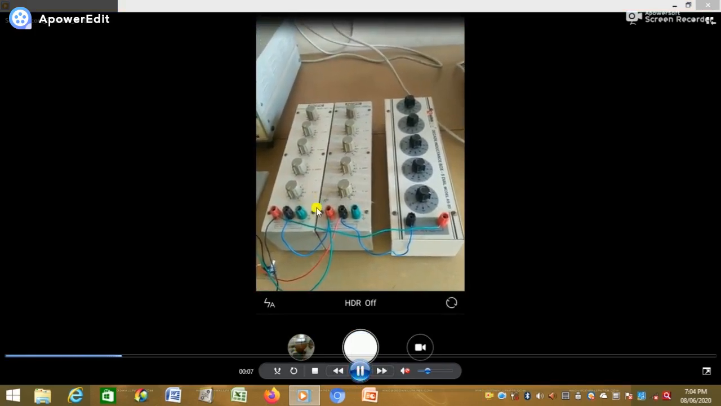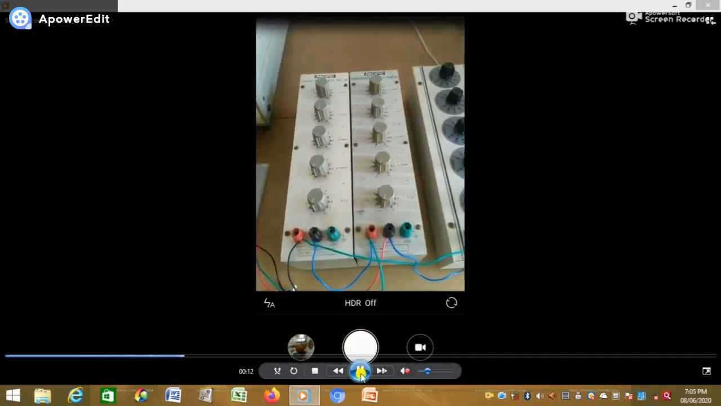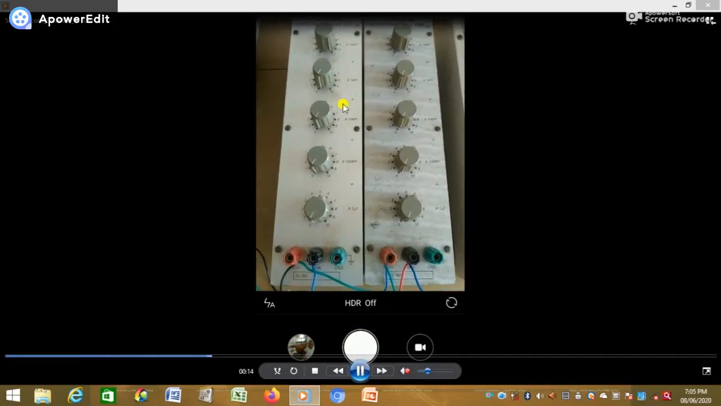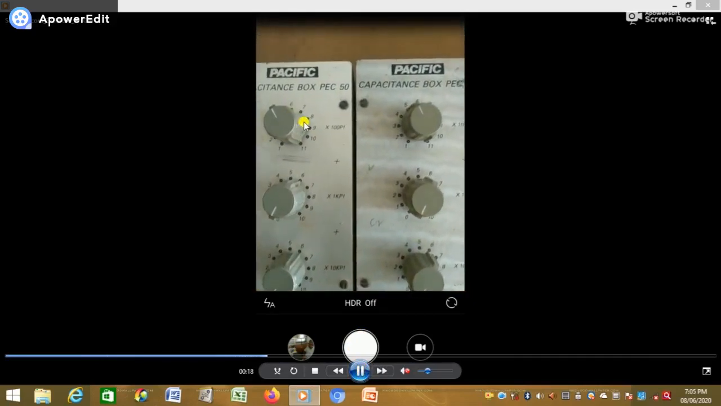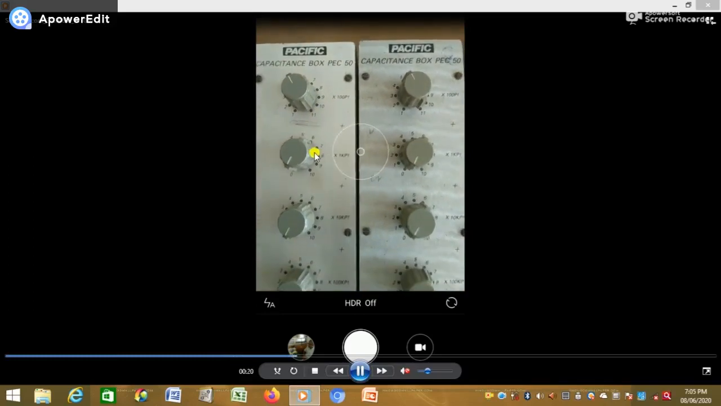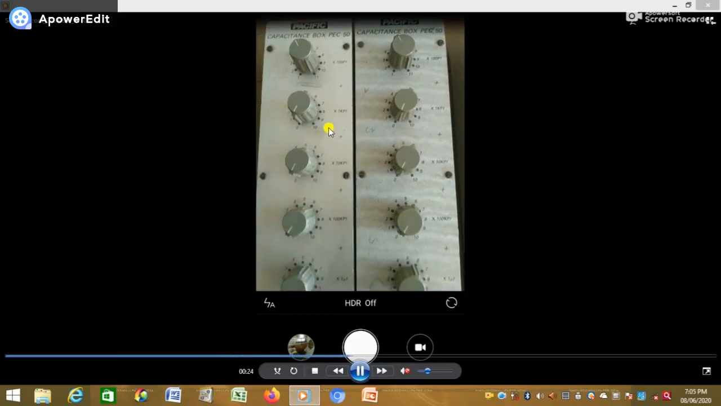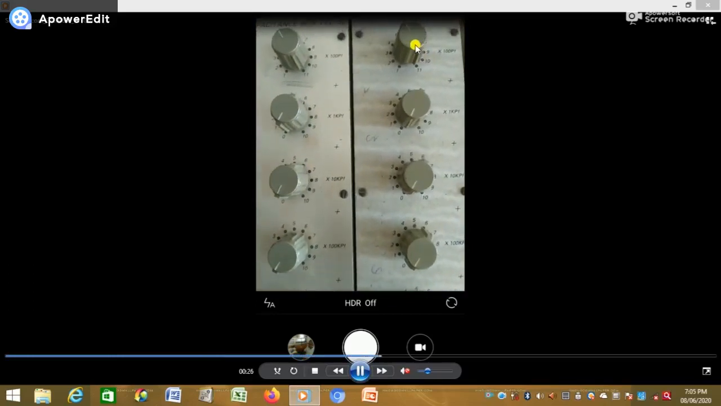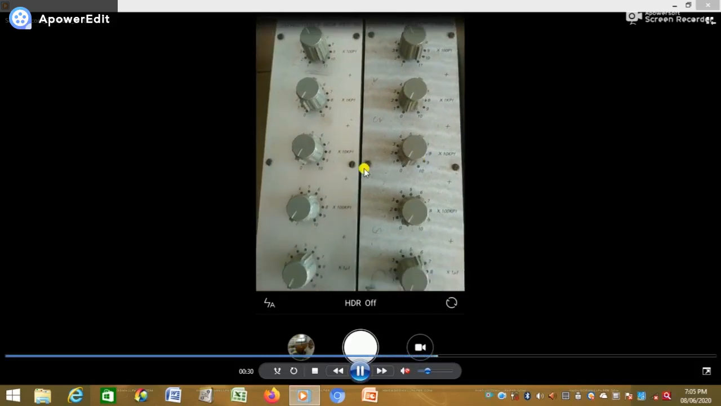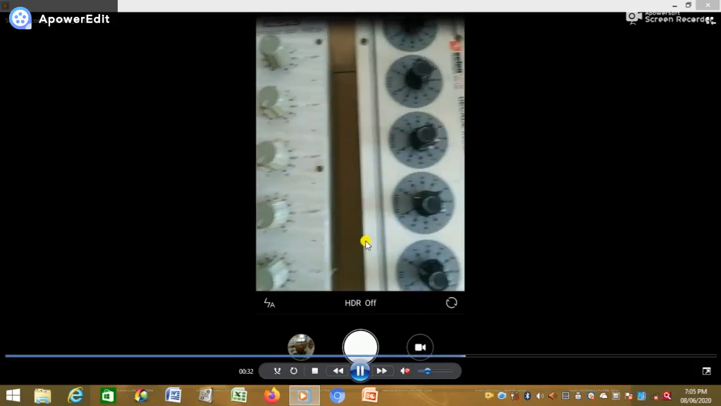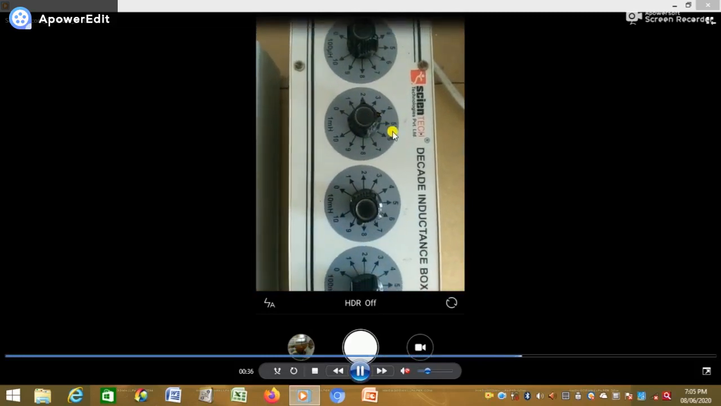The first two boxes are capacitance boxes, and the right side is the inductance box. By using this knob we can set the value of 500 picofarad, 500, and here also 500, 500 picofarad. And in the inductance box we set 5 millihenry.